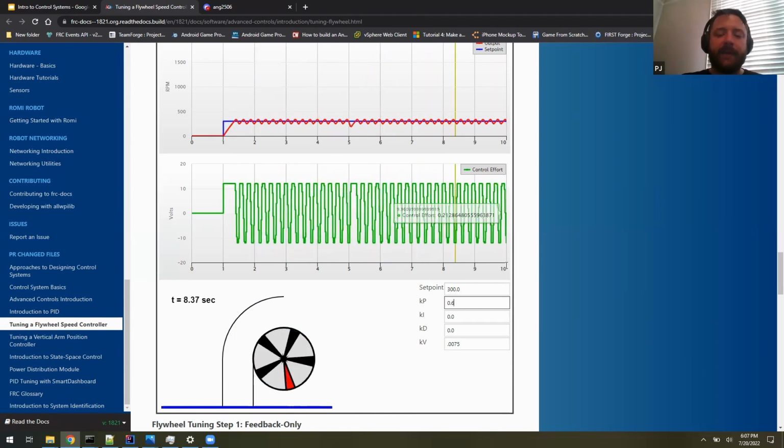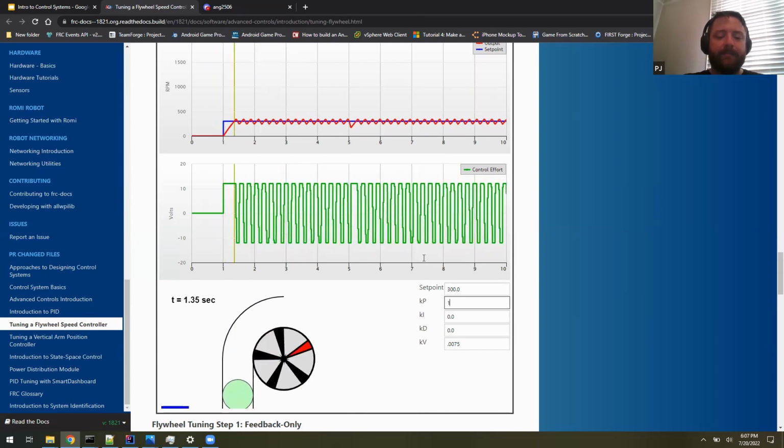If your KP is humongous, might not happen as much with a velocity controller, but it can be called critically underdamped. And that's when it just never recovers. If it was a chassis, it would just be doing this back and forth, never settling in on a goal.